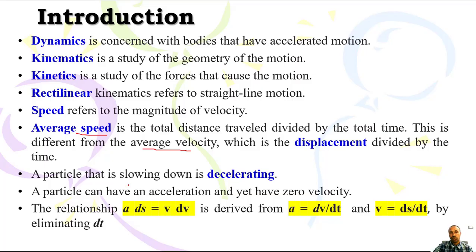And a particle that is slowing down is decelerating. Otherwise, if a particle is increasing its speed, then it will be accelerating. So a particle can have an acceleration and yet have zero velocity sometimes. Acceleration is the rate of change of velocity with respect to time, and velocity is the rate of change of distance with respect to time. So just from here, if you calculate dt, then you will find this equation, which is important. We will see the detail in example problems.